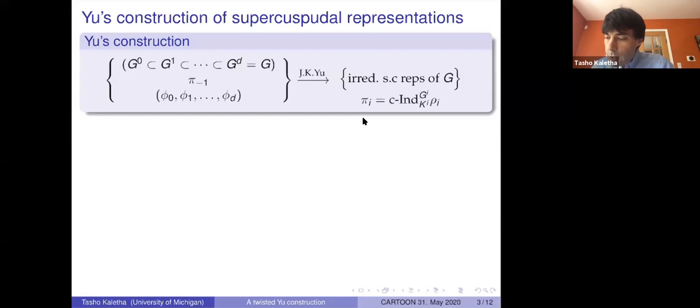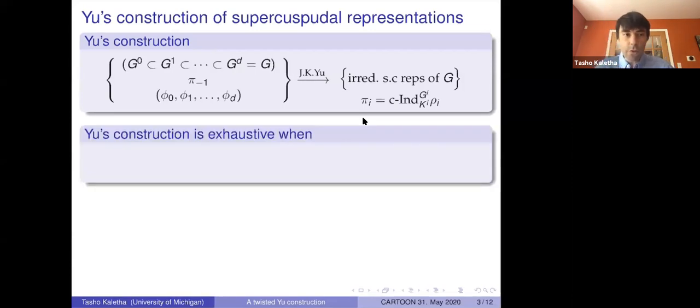And it is a fair question to ask, how many representations does one get from this construction? Does one get them all? This is the question of exhaustion. When is Yu's construction exhaustive?